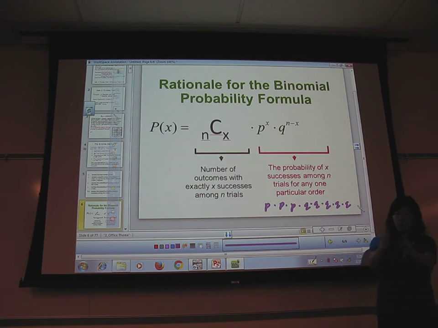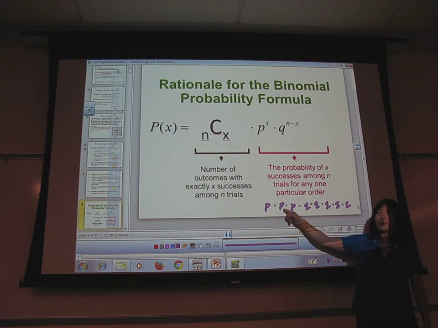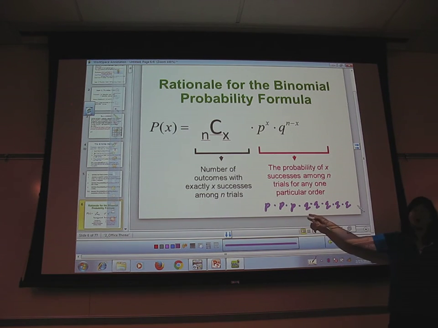Because it needs to be yes, yes, yes, no, no, no, no, no. And all these things need to happen. And we multiply: the first person did, and the second person did, and the third person did, and the fourth person didn't, fifth person didn't, sixth person didn't, seventh person didn't, eighth person didn't.